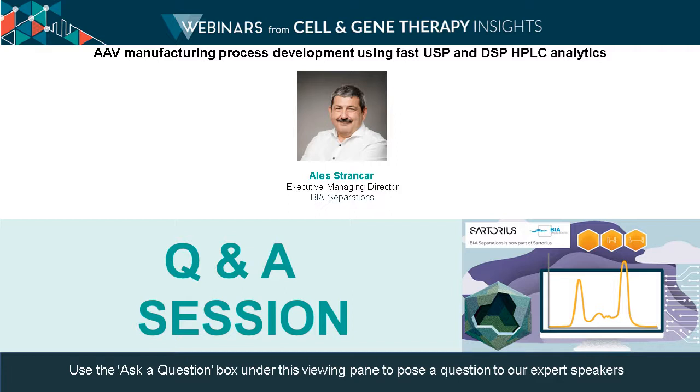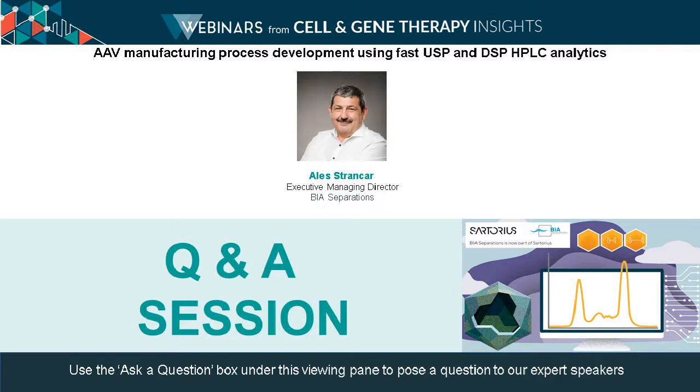It is just as I mentioned already at the beginning. There is a bit different ligand density. There is an axial column in comparison to the radial. So the idea of our analytical column is to have the best possible resolution, and of the prep is to have also good capacity. Our analytical columns are not really optimized for capacity, but for resolution. One of the key differences is the ligand density, and the other one is the way we operate the column. So analytical is axial and prep is radial.